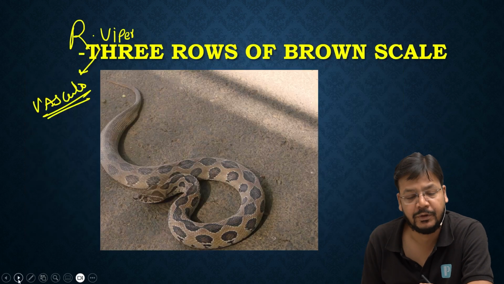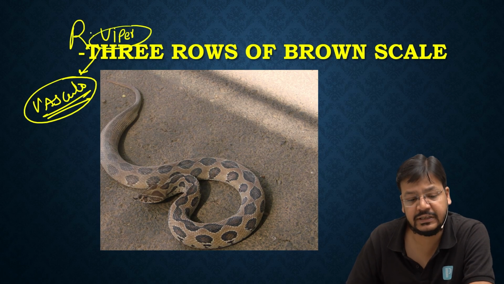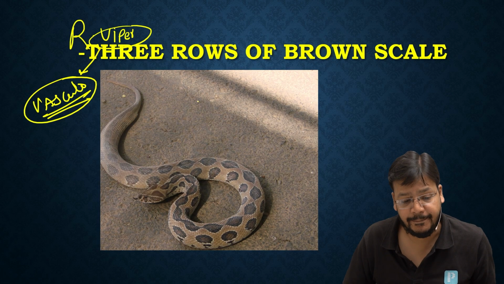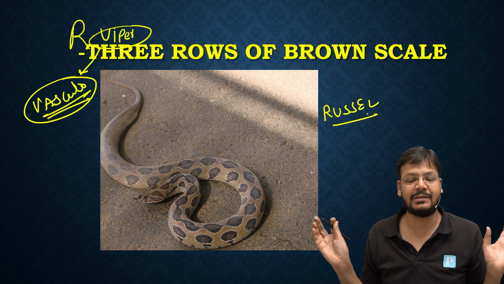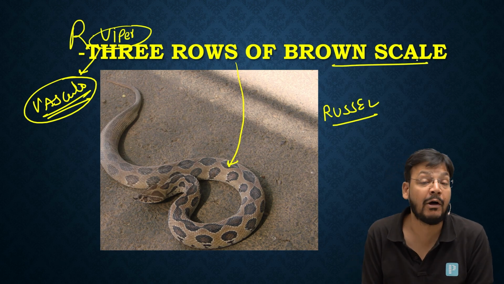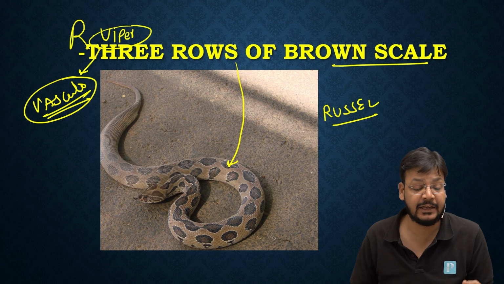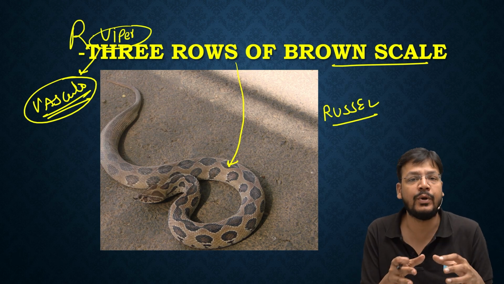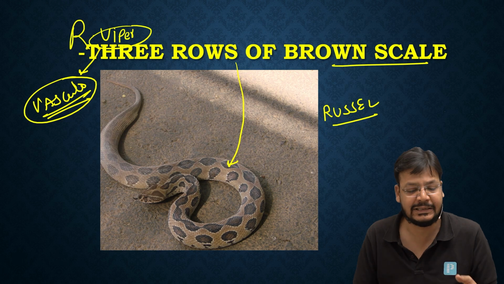That is very, very important. Both are neurotoxic. V for viper, V for vasculotoxic. As I told you, this is a Russell viper. Russell viper has 3 rows of brown scales. That will be a Russell viper. Russell viper is vasculotoxic. That's why we give anti-snake venom, fresh frozen plasma, and surgical debridement.